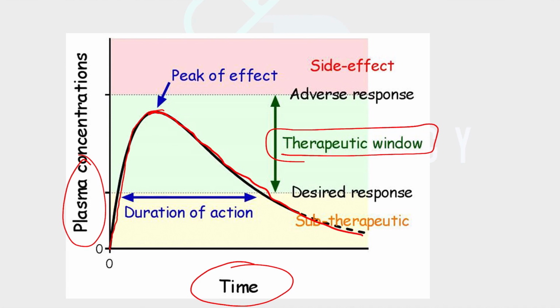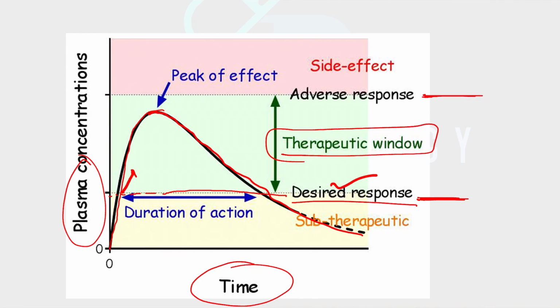Here are the two important things. One, this line. Above this line, there is a desired response. So this line basically indicates a therapeutic response, above which, only if the concentration goes above that, are we getting the desired response. But we need to keep the concentration below this line.